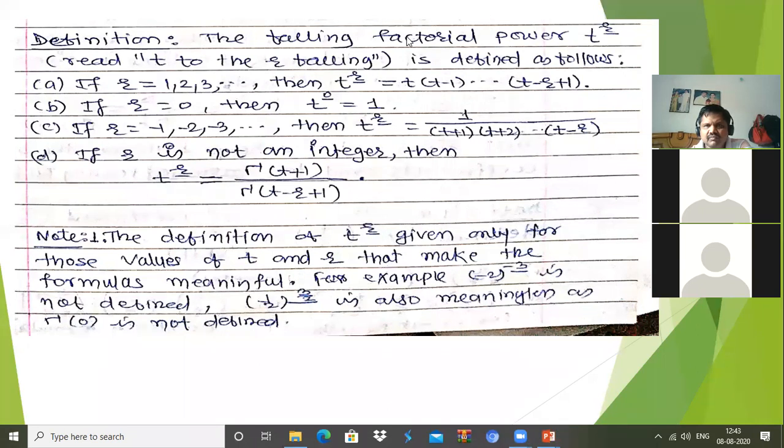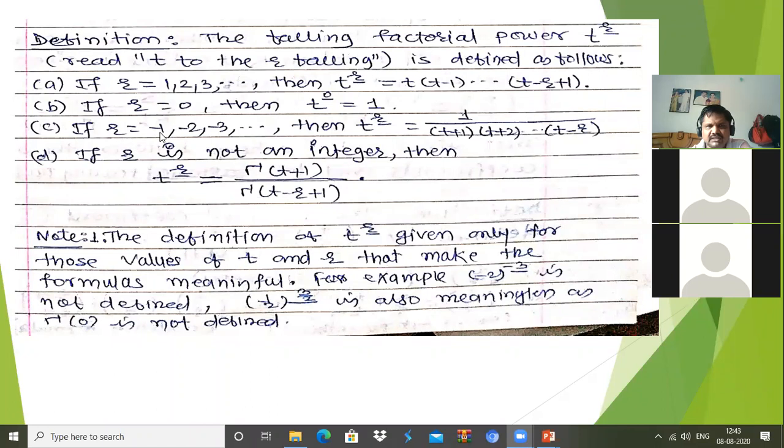But we now want to define what is t to the falling r. The t to the falling r is defined as follows. If r is positive, 1, 2, 3 and so on, then t to the falling r is defined as t into t minus 1 up to t minus r plus 1. Where do you have to go? t into t minus 1, t minus 2 up to t minus r plus 1. If r equals 0, then t to the falling 0 is equal to 1. It is well defined there.